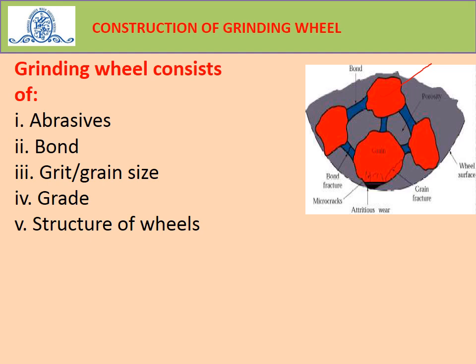So first, the abrasive is the main element of the grinding wheel. Second one is the bond. Bond is nothing but the adhesive particles which are responsible for the bond between the abrasives, which holds the different abrasive particles together. Next one is the grit, then the grade and structure of the wheel. We will see these different aspects of the grinding wheel next.